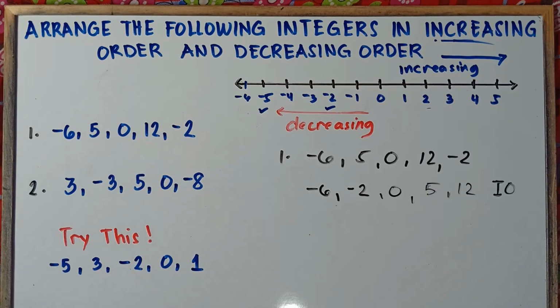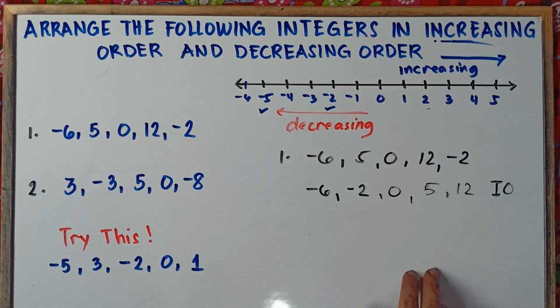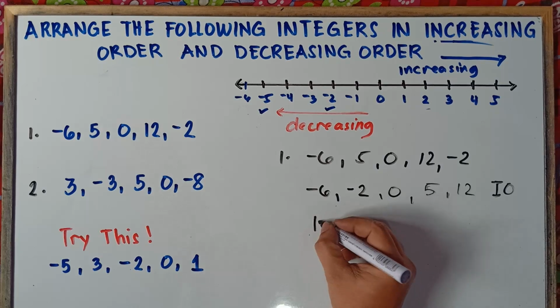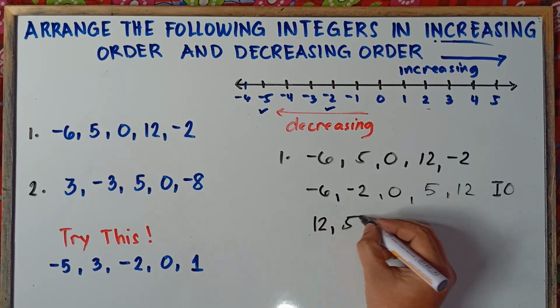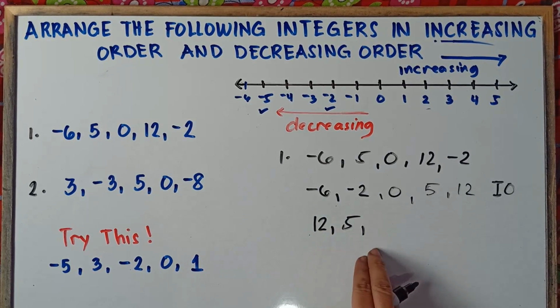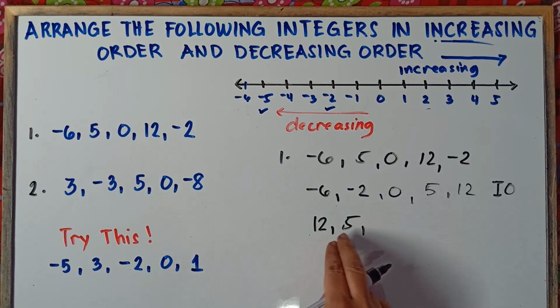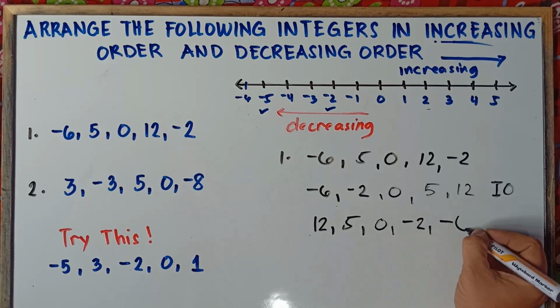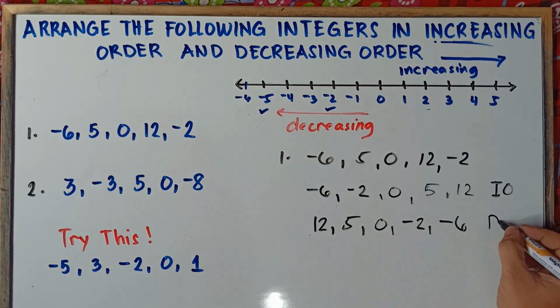Alright, so let's have decreasing order. That would be greatest to least. So we have 12 and then positive 5. Simply arrange this one. Greatest to least: the greatest number 12, and then positive 5, and then 0, and then negative 2, and then negative 6. So this will be decreasing order.